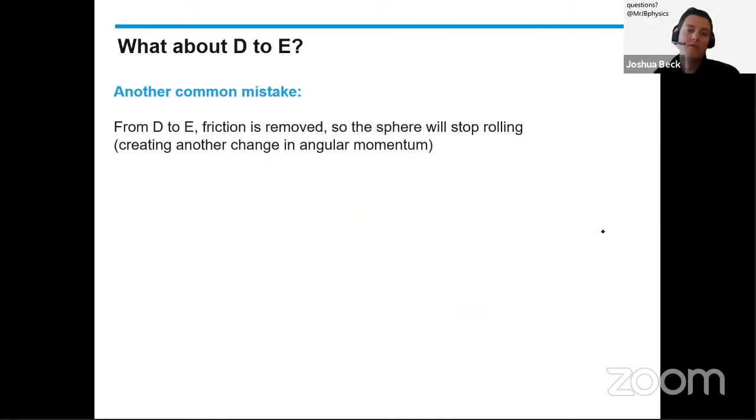Now, some people say, well, what about from D to E? It's rolling. So from C to D, it starts rolling. So at part E, the friction goes away. So the torque goes away. So now it stops rolling, right? Well, remember, if it's already rolling, it already has this angular momentum. The only way to get it to stop rolling would be to change its angular momentum again. And that would require an additional torque, a new net torque, which we don't have. So now that it's on a frictionless surface again, it's just going to keep rolling.